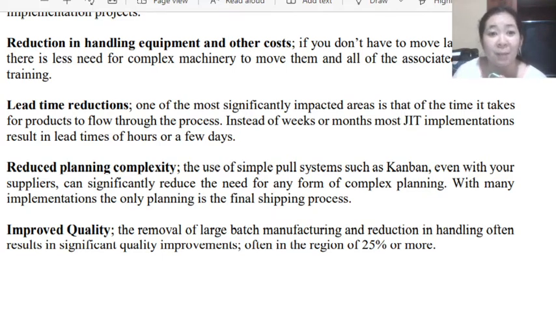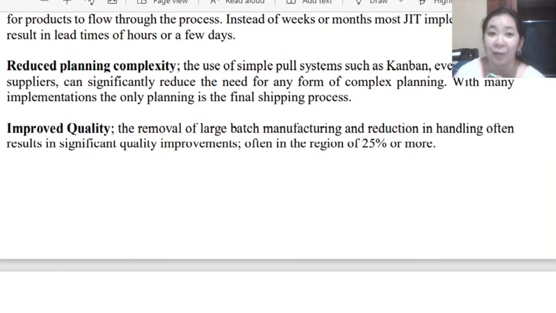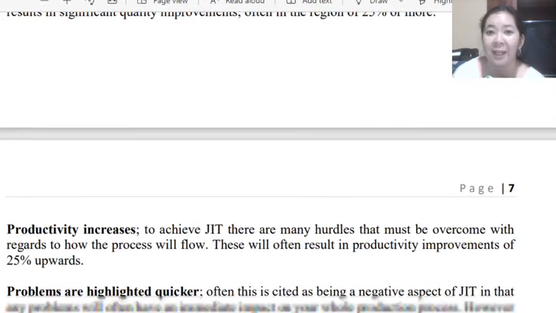Another is reducing planning complexity. The use of simple pull systems such as Kanban, even with your suppliers, can significantly reduce the need for any form of complex planning. With many implementations, the only planning is the final shipping process, once the order is placed. Another is improved quality. The removal of large batch manufacturing and reduction of handling will result in significant quality improvements. Often in the region of 25% or more improved quality is recorded.